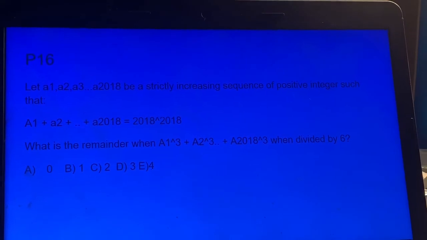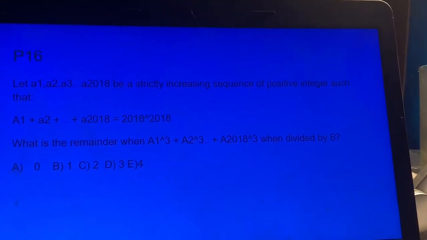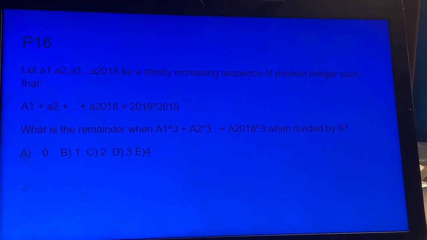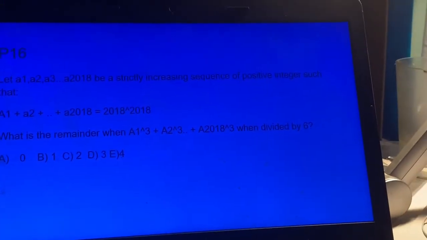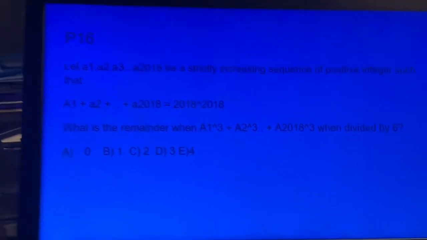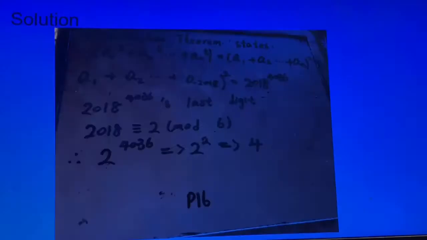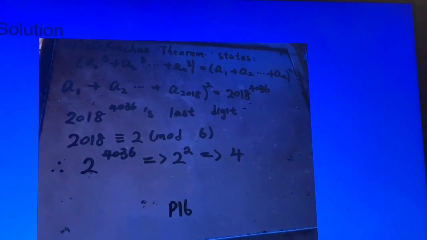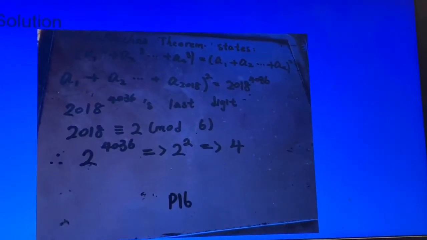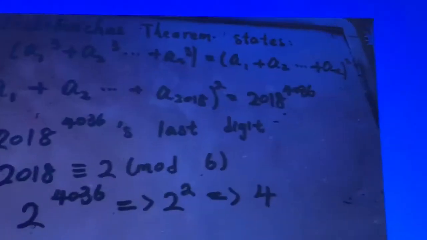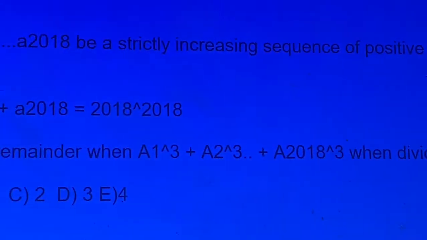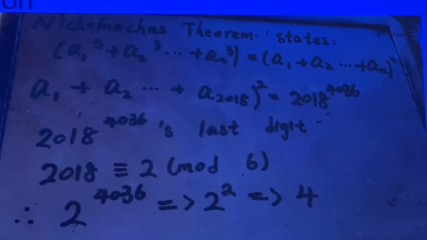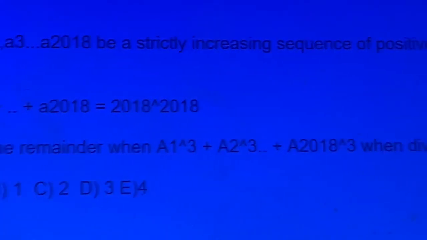Let A1, A2, A3, up to A20, A10 be a strictly increasing sequence of positive integers such as this. He's asking us what is the remainder when this is divided by 6. Recall the Nicomachus theorem. It states that the sum of the cubes of all numbers equals the square of the sum of all numbers. It will help this problem a lot. Let's see how it will benefit.